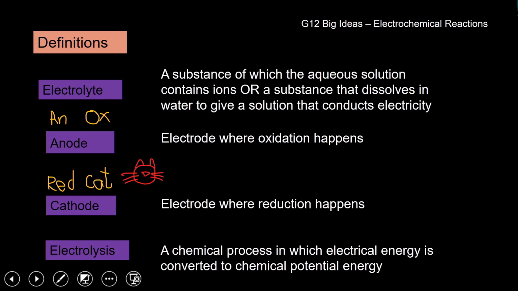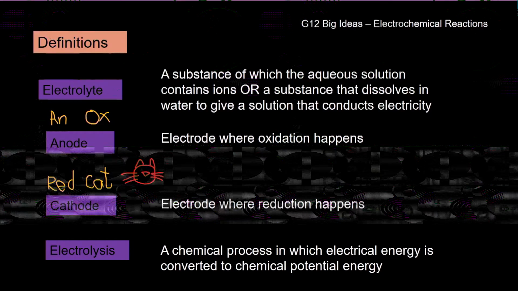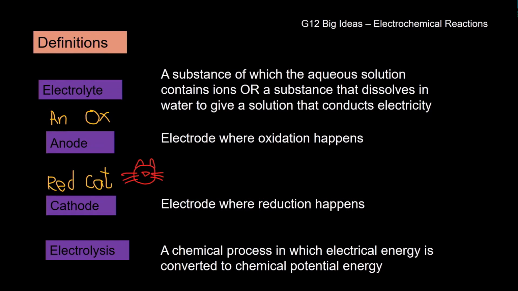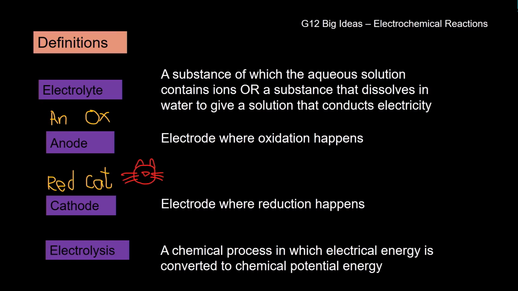Sure, that's a lot. So let's look at our definitions and what we need to write down. These definitions are really important because if you have got them learnt, then you can predict and work out which reaction is going to be the oxidation reaction and which reaction is going to be the reduction reaction. So the first thing we do need to know is what is an electrolyte.